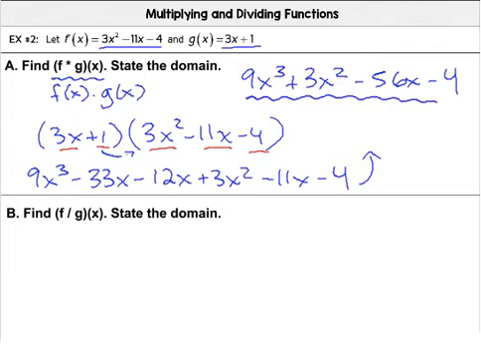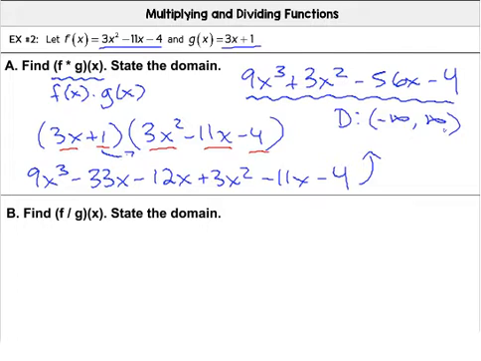Here is our new function. Again, stating the domain here, well, this is a polynomial function with a highest power of 3. Again, there's no restrictions on x, so our domain here will once again be all real numbers.